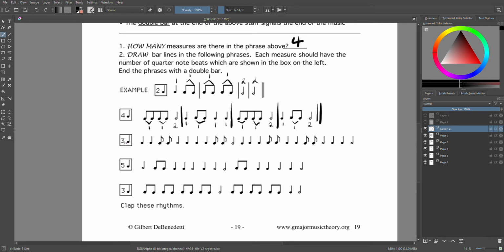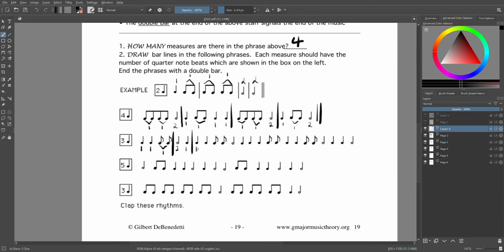Okay, next one. How many beats per measure? 3! So let's count 3 beats each time until we hit a bar line. Here's 1, here's 2, there's 3. Oh, there we go. Boom. All right, here's 2. We just need one more beat. Boom, there it is. There's another one.